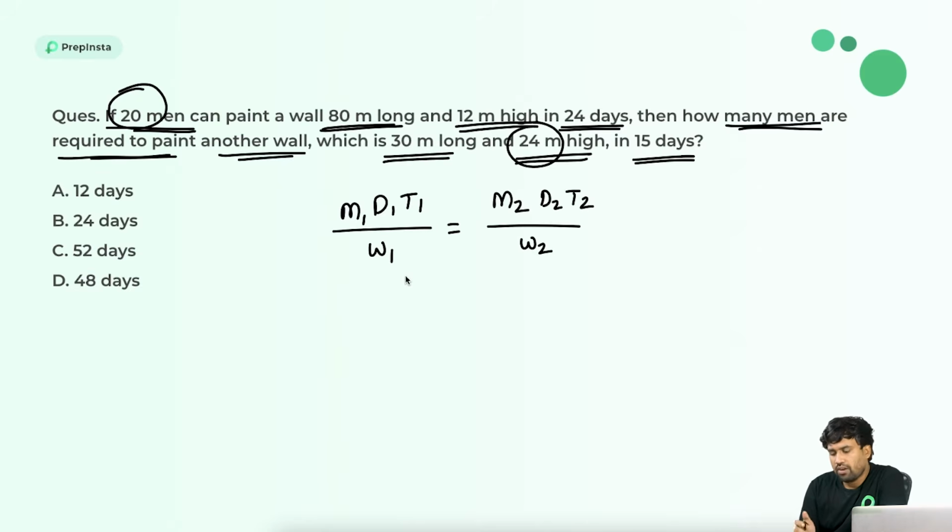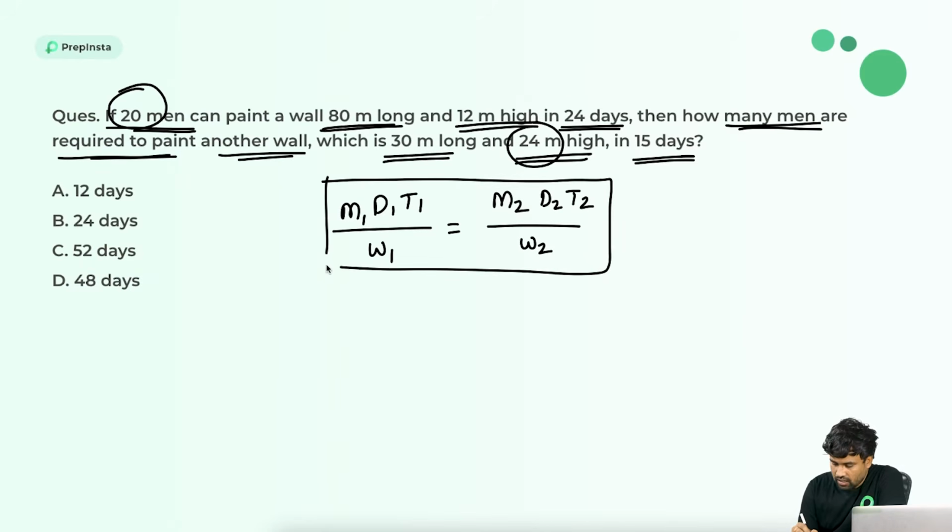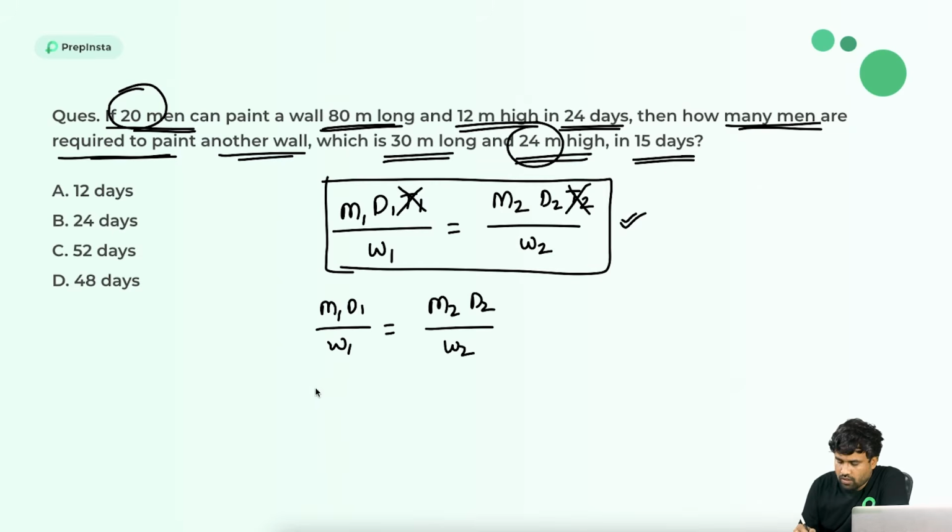In both the cases they will always be equal, which is nothing but total number of people by work is always equal to 1, right? So this is the basic formula we need to go with. Here, if you see, time is not given, so you don't have to consider the T value. So the formula will become simply M1 D1 divided by W1 is equal to M2 D2 by W2. The number of men in the first group is 20 people and the number of days they are taking is 24. I will come to W1, just wait for 1 second. I will write the M2 I need to find, and D2 they need to complete in 15 days.